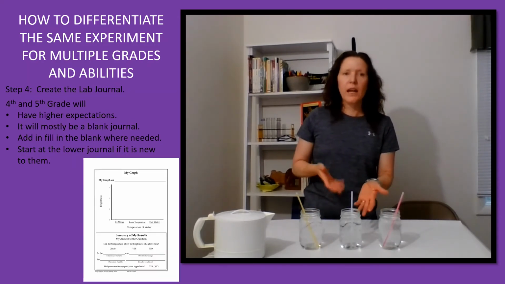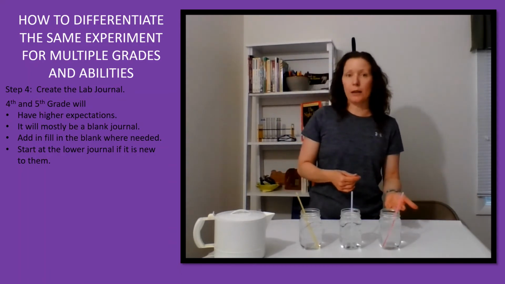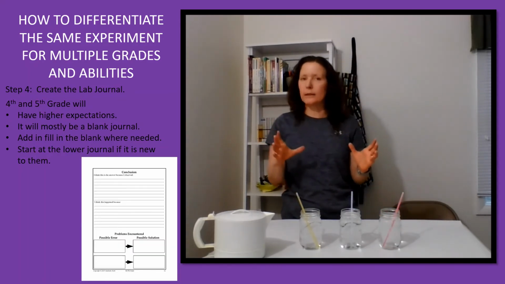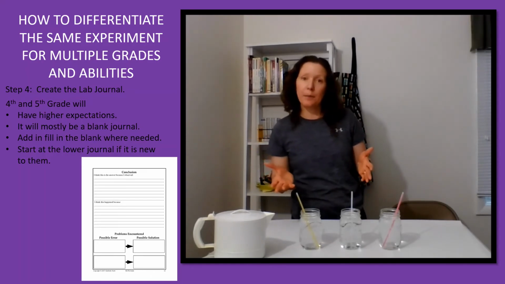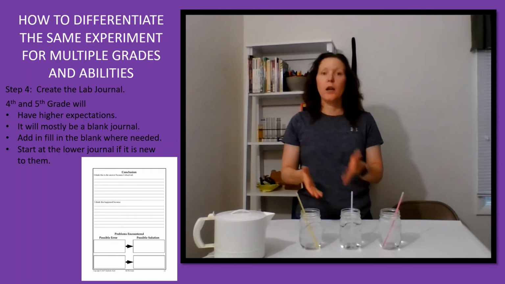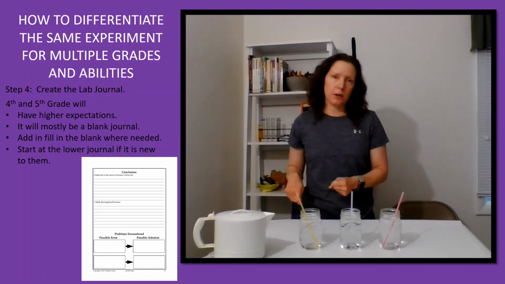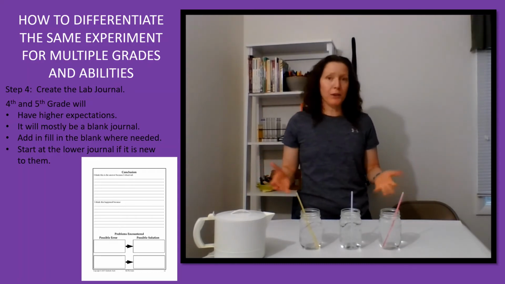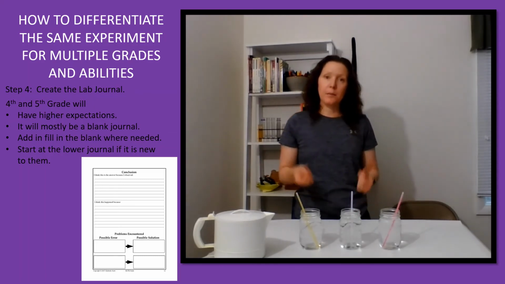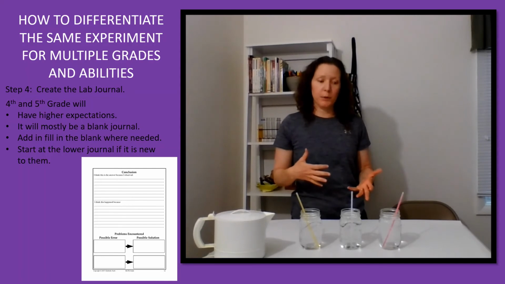And then the summaries is, again, check boxes for kindergarten and first grade, and then maybe a little one-sentence summary that they write about what happened. Second and third grade expands a little bit, fill in the blanks. Fourth and fifth grade, they're having to write it out a lot more. And then there you have it. You've got three different experiments about the same concept, differentiated experiments.